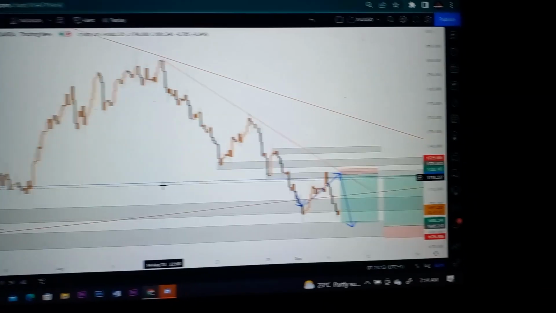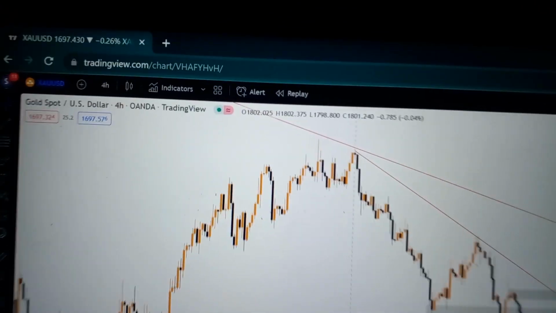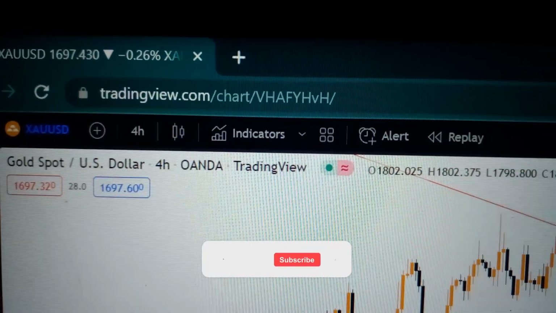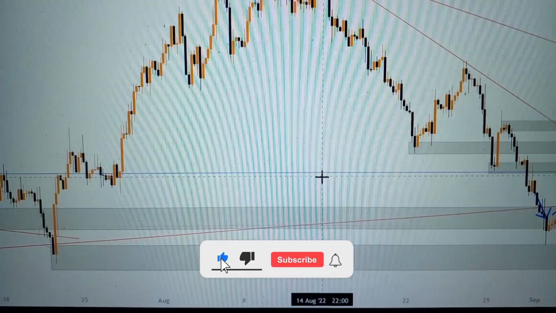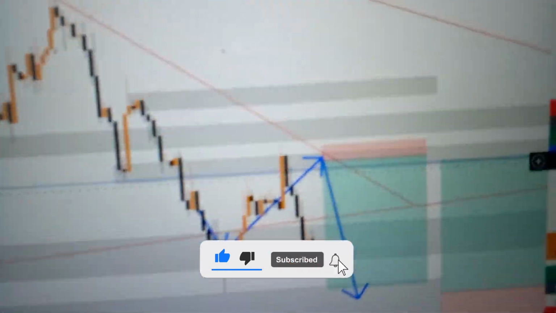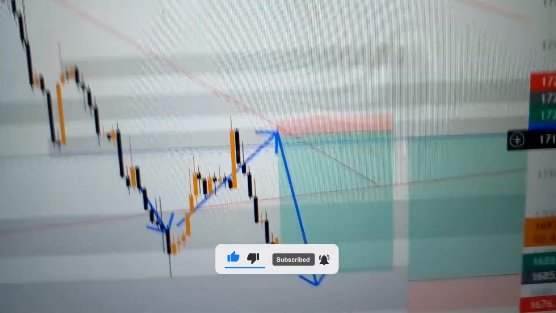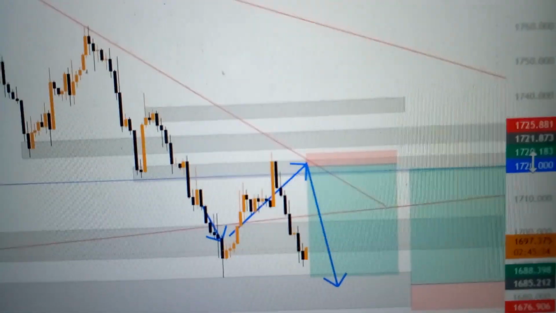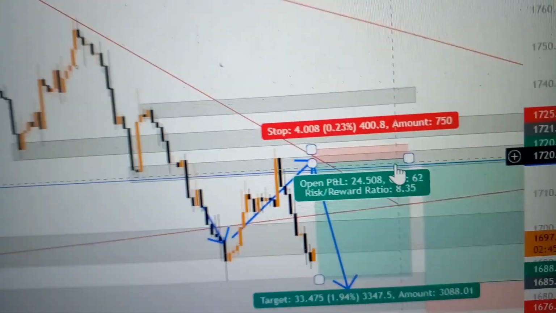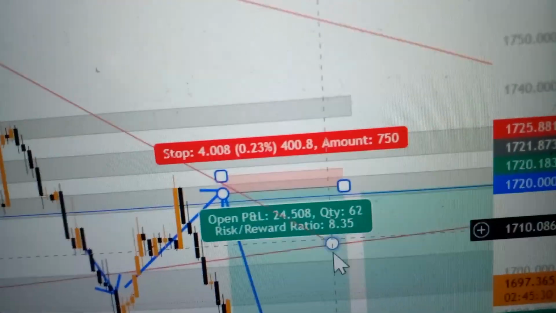Yo, you see, it played out. 1:8 risk to reward killed. 4 hours time frame, yeah. 1:8 risk to reward killed. Yo, we killing it, bro. You can see there, 1:8 risk to reward killed.